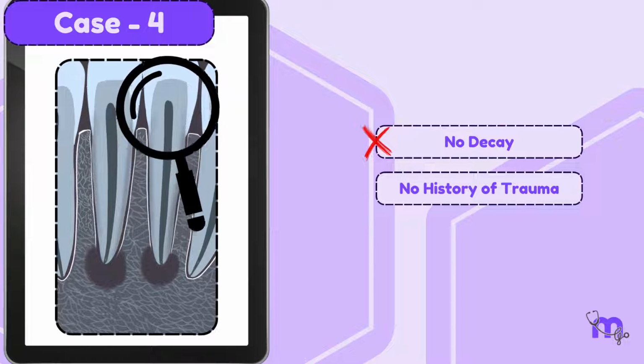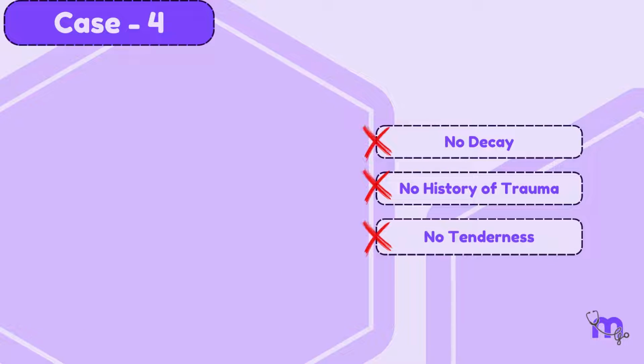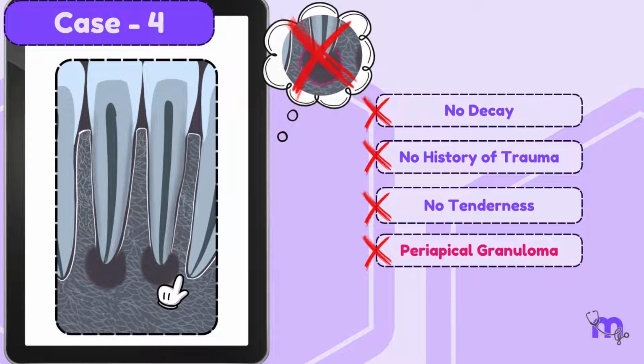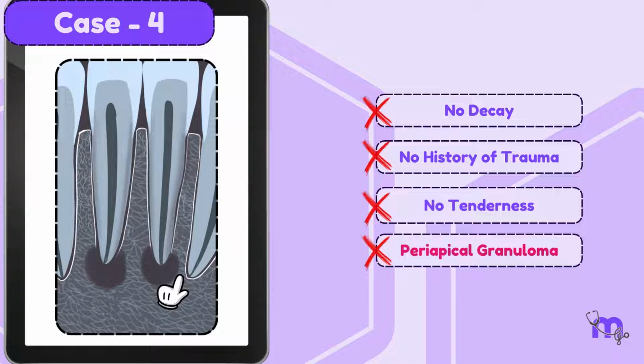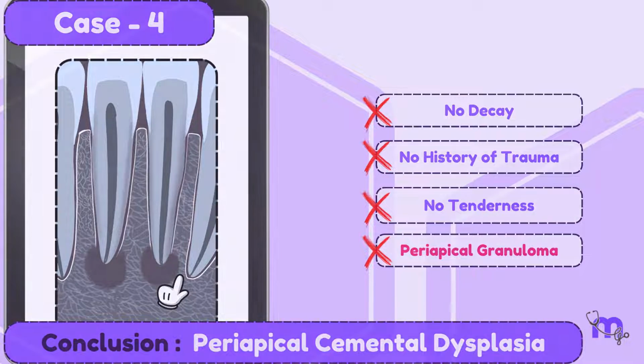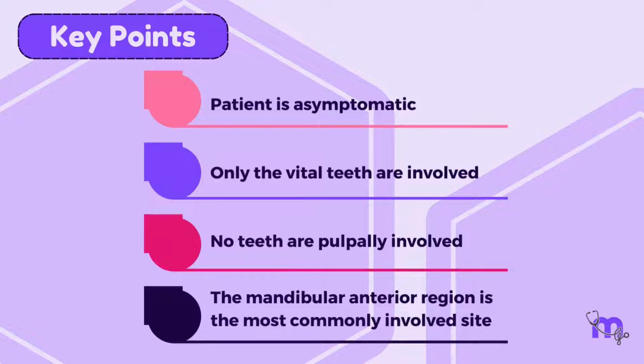According to the patient, no. On examination, tenderness around the teeth as well as the surrounding area was absent. This helped me rule out periapical granuloma and led me to diagnose it as early stage periapical cemental dysplasia. Once again, let us look at the key comparisons before we move on to the fifth radiograph. Feel free to take a screenshot.